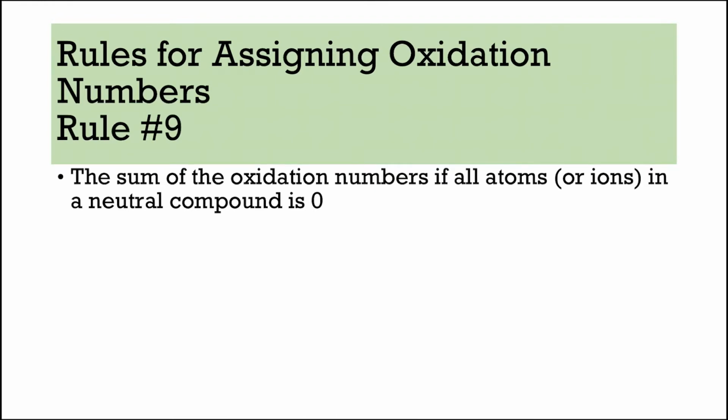For a normal, neutral compound, when you add up all the oxidation states, it should add up to 0. If it's a compound and your oxidation states do not add up to 0, that means you did something wrong. So this is another super important one. And so we're going to go through and practice these to make this make more sense.